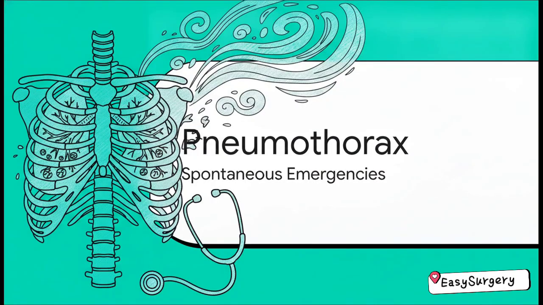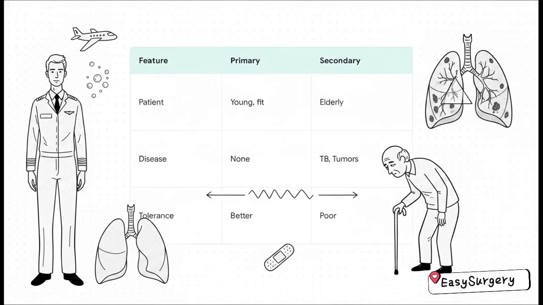Moving right along to Section 2, managing spontaneous pneumothorax. Keep in mind, trauma and tension pneumothoraxes have their own separate trauma protocols. Here, we are strictly talking spontaneous emergencies, and there is a huge clinical difference between the 2 main types. Primary spontaneous pneumothorax happens in people with no underlying lung disease. We're talking fit, tall, thin young guys, often because an apical bleb just ruptures.